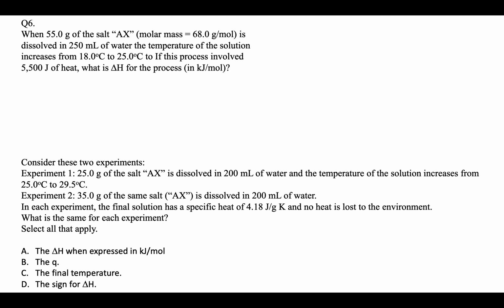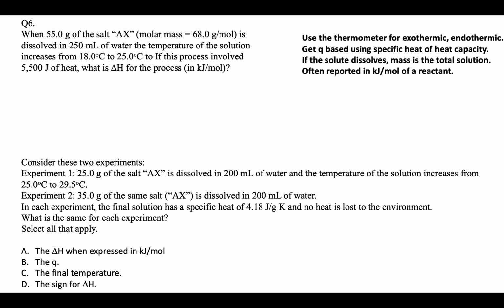Here's some calorimetry questions. When I see these, I'm thinking, okay, I'm going to use the thermometer, the data for that to determine whether it's exothermic or endothermic. Second step is I would get a heat value based on the data that's provided and use specific heat or heat capacity. Third, if I have a solute dissolving, the mass that I would be using in the calculation is the mass for the total solution, the solute and the solvent put together. And then finally, these are often reported using enthalpy changes in kilojoules per mole for a particular reactant. This is my plan when I have calorimetry problems.